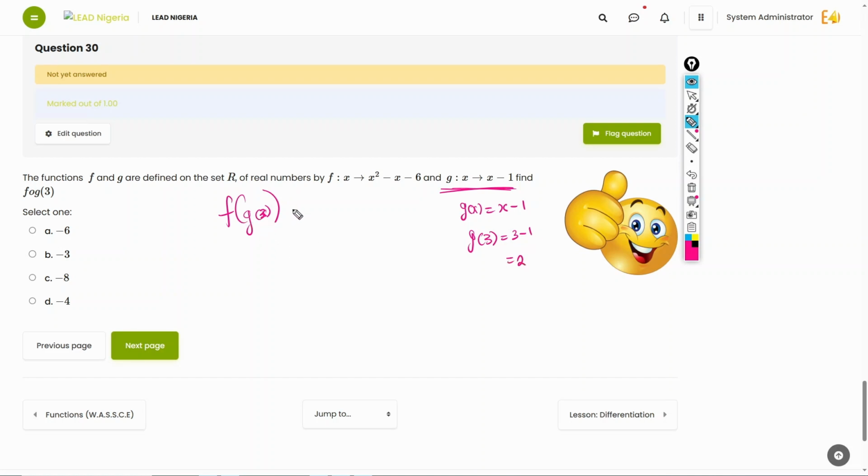That means this f of g of 3 I'm trying to find is literally just what? f of 2, because g of 3 is 2, right? So we have 2 squared minus 2 minus 6. 4 minus 2 is 2. So that would be 2 minus 6, which is negative 4.